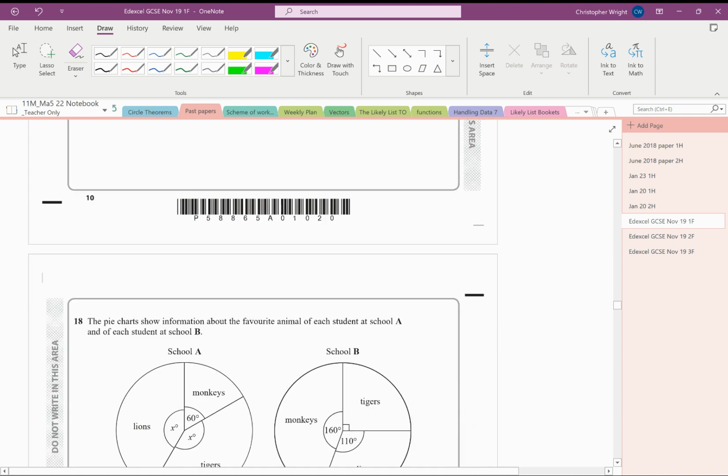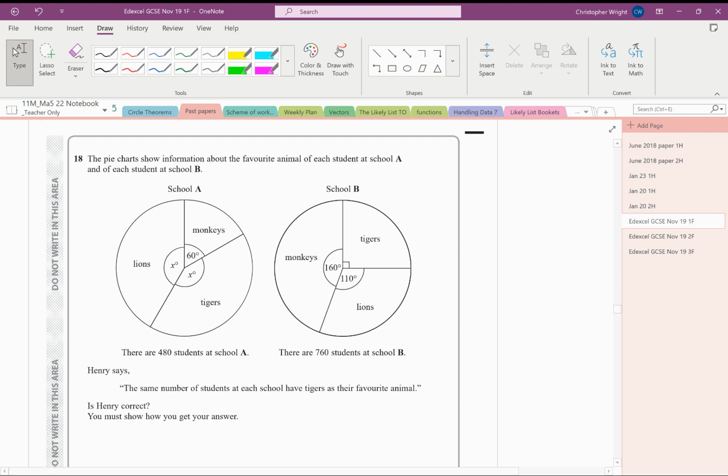Question 18. The pie charts show information about the favourite animal of each student at School A, here's School A, and School B, there's School B. There's some information here. There are 480 students at School A, and there are 760 students at School B. Let's take a minute to have a look at these.